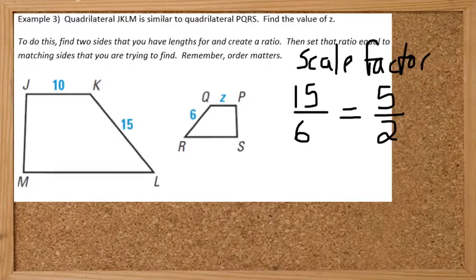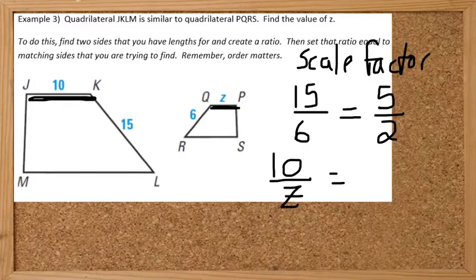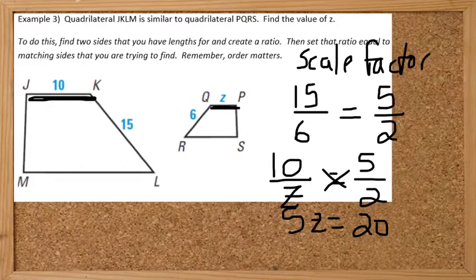So let's find the value of z. I'm going to set up side JK, which is 10, over its corresponding side, QP, which is z. And I'm going to set that equal to 5/2. Now we can cross multiply. 10 times 2 is 20. 5 and z, 5z. So z should have a value of 4.